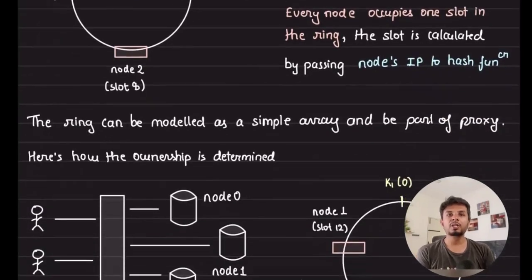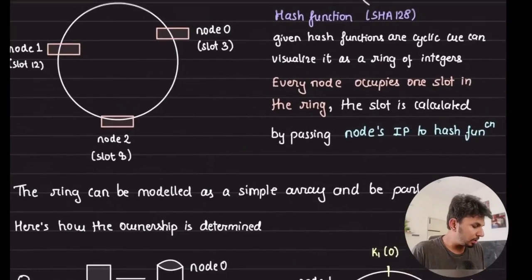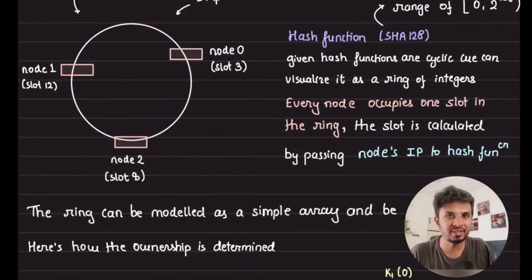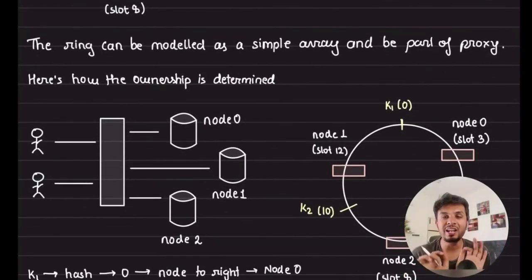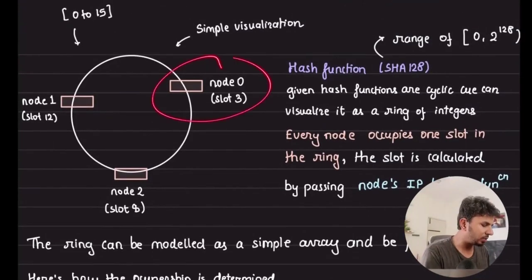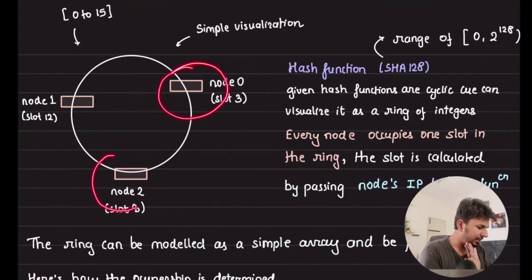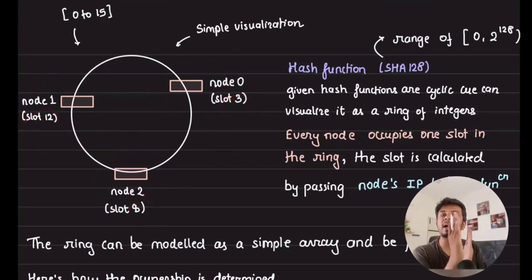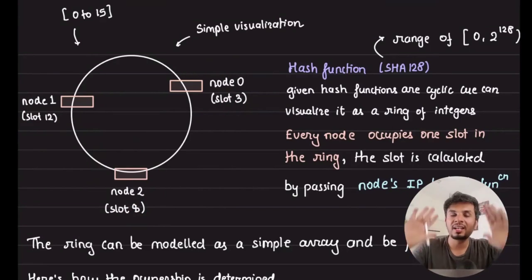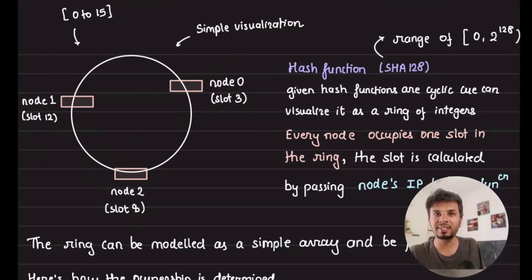Now this is a ring. In actuality it looks like a ring, but that does not mean you have to implement a linked list. In reality it is modeled as a simple array, literally an array with 3 elements placed in order, because slot 3, slot 8, slot 12 are literally one after another in an array of size 3. You don't have to implement ring-like structures. It's a very simple implementation. I'll share links so you can go through the implementation.